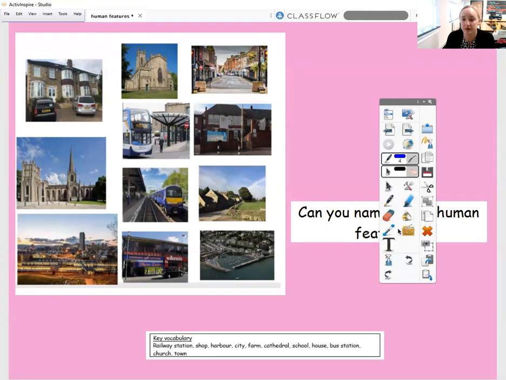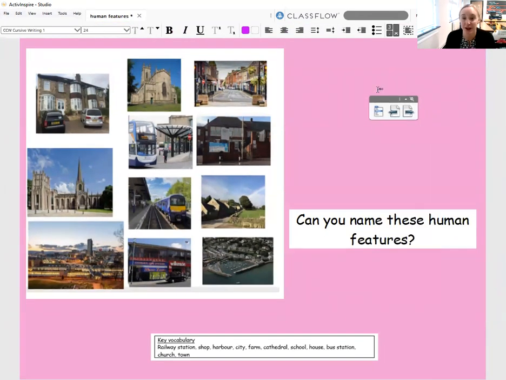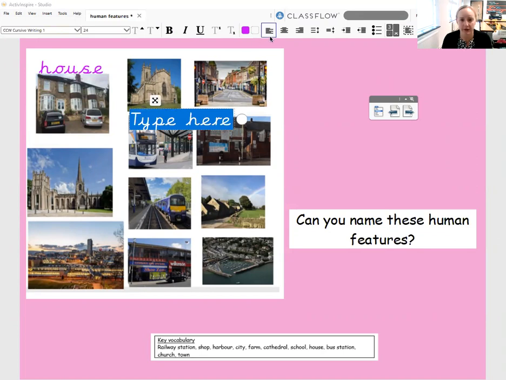Fabulous, well done if you've done that. So now I'm going to go through them and hopefully you've got the same at home as well. So this first one here is a house or houses, okay? So we've got some houses just here. I'm going to make sure my background is white so you can see my typing. There we go. We also had a church. We've also got here, which was a town.